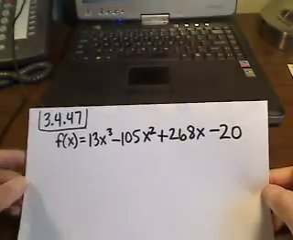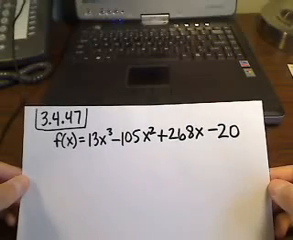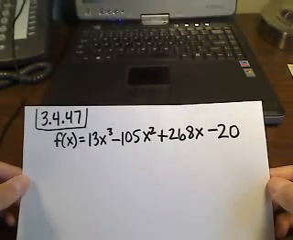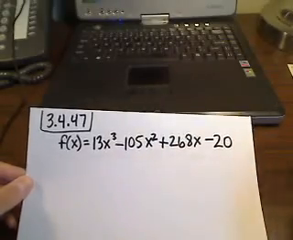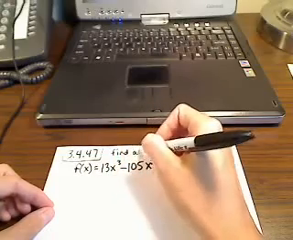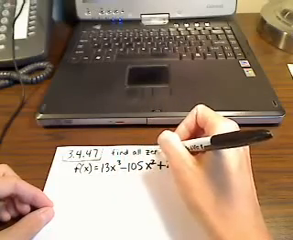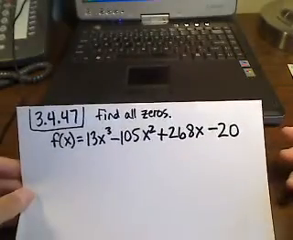Okay, this was a question that was asked over email. It's from section 3.4, and it's number 47. And they give you this function right here, and the directions ask you to find all zeros. When they say find all zeros, that means they want the real zeros and also the imaginary zeros.